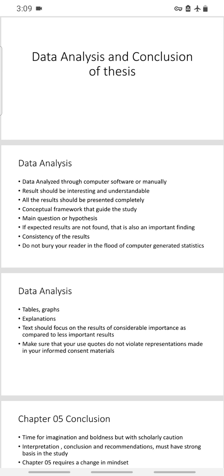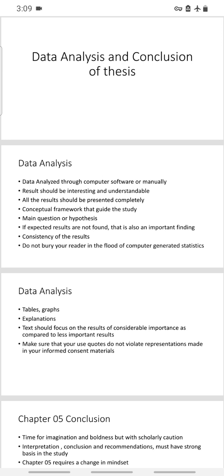In this lecture we will discuss how to write chapter number 4 and 5 of a research thesis at MPhil level or PhD level. The difference between an MPhil and a PhD dissertation is only that at MPhil level the study is conducted at a smaller scale, and at PhD level the study is conducted at a larger scale.